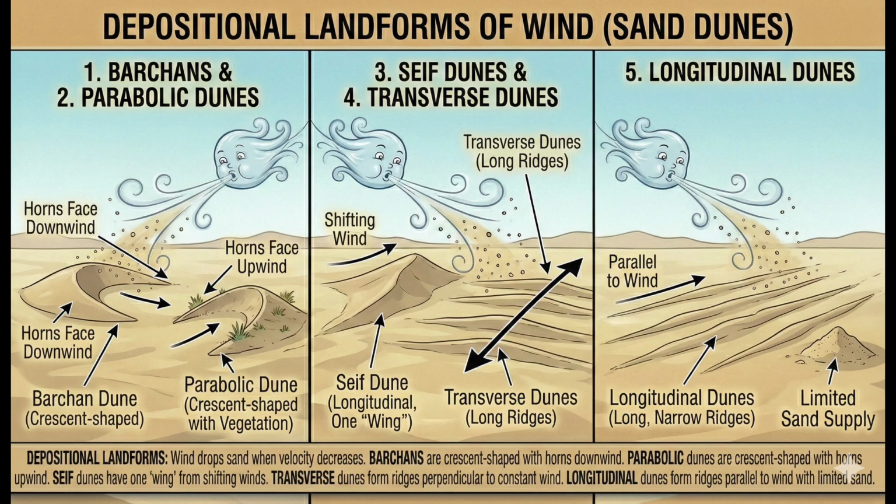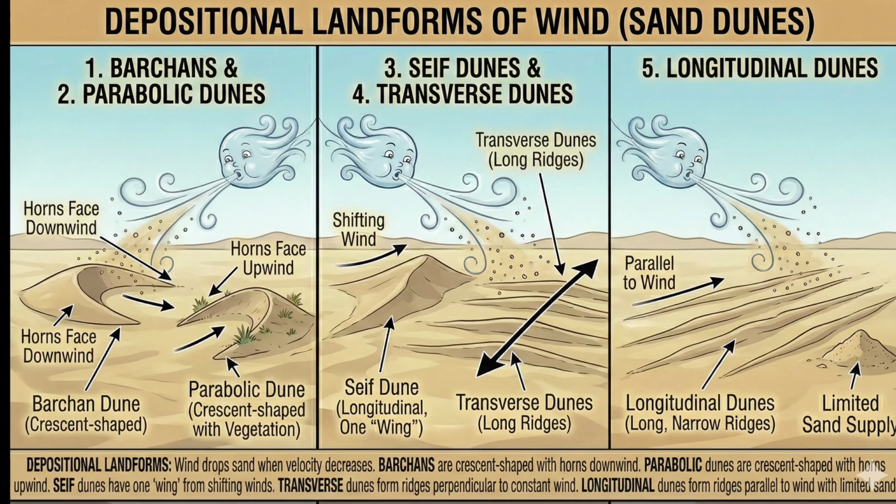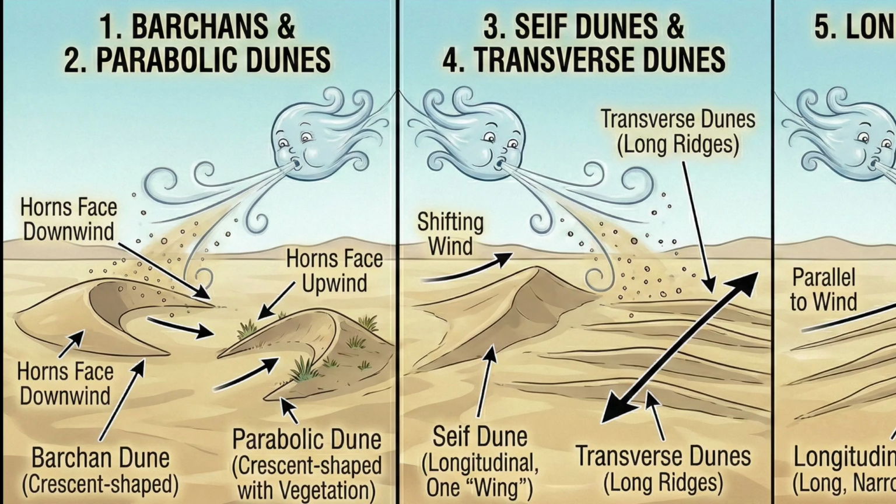Depositional landforms of wind. When wind velocity decreases or it encounters an obstacle, it drops its load of sand to form dunes. Number 1. Barchans. These are the most common dunes. They are crescent-shaped with horns or points that face downwind in the direction the wind is blowing.